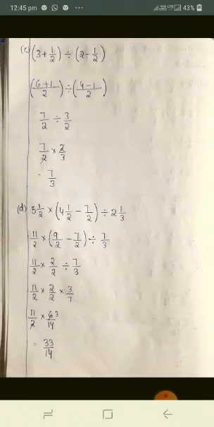Next, 5 and 1 by 2 into 4 and 1 by 2 minus 7 by 2. They gave it in the bracket. After that they kept a division symbol and they have given 2 and 1 by 3. First you have to change them into improper fractions. Now you have to solve what is there in the bracket. In the brackets they have given a minus sign. So 9 by 2 minus 7 by 2 you will get 2 by 2.